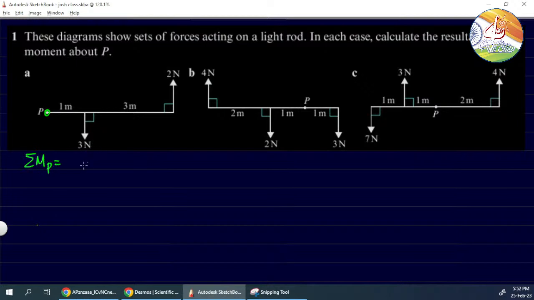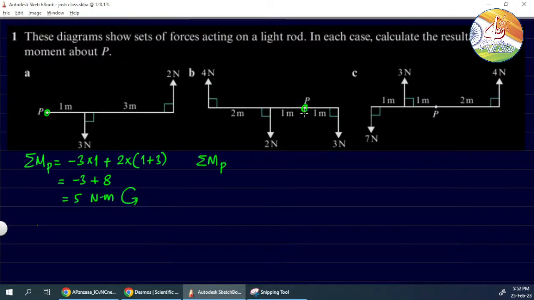So first is 3 into 1. This one is moving clockwise, so minus. The next force is 2 into total distance. We need to take the total distance, that is 1 plus 3, and this one is going in anti-clockwise, so this is positive. We get minus 3 plus 2 times 4, that is 5 Newton meter. Now the answer is positive, which means it is in anti-clockwise direction.